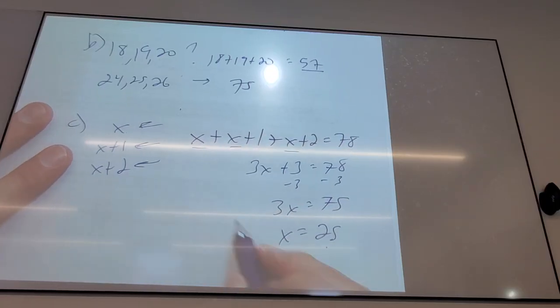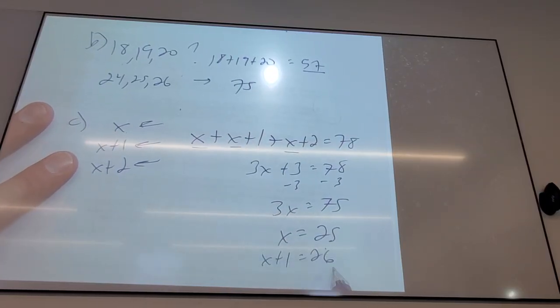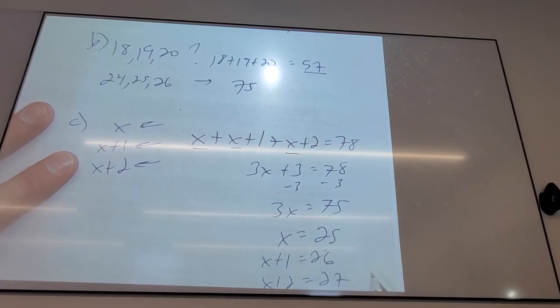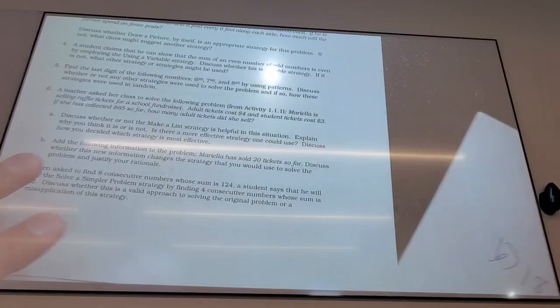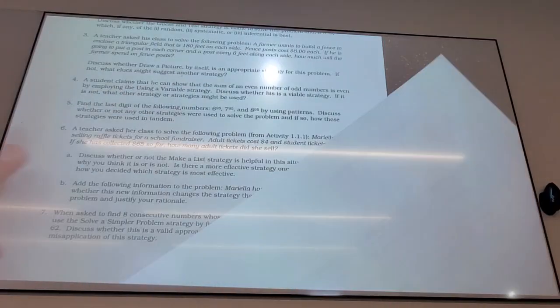So what's the next number? 26. And what's the next number? 27, yeah. So algebra is an excellent tool. It just gobbles up problems left and right. Is it always the best tool? Hell no. Sometimes it is. Very often it's not the best tool. Okay. You're not used to hearing a math teacher say that, right?